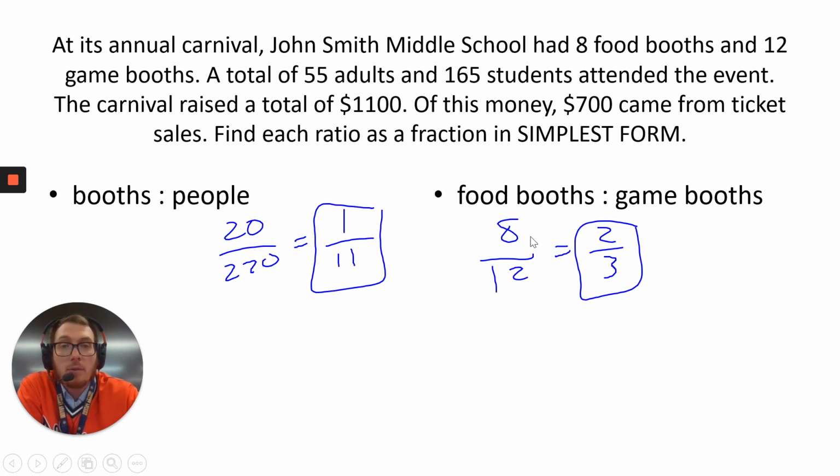Food booths to game booths, it'd be 8 to 12, which simplifies down to 2 to 3. So really, all of these questions are just simplifying ideas. You just got to make sure that you're able to do that, and make sure you add when needed. You may have to subtract at times to find the number that you're looking for. But there's a lot of different forms of questions that can be asked just by this one paragraph. So that's a good example of something you might see in the future.